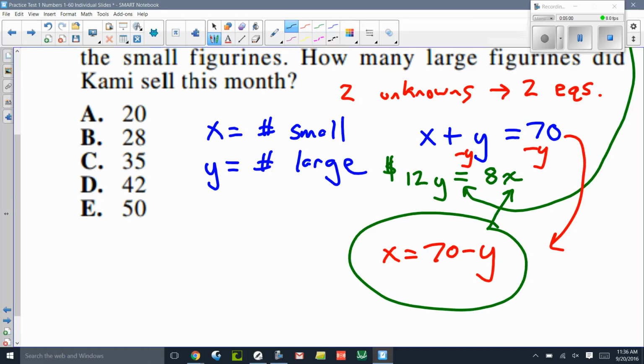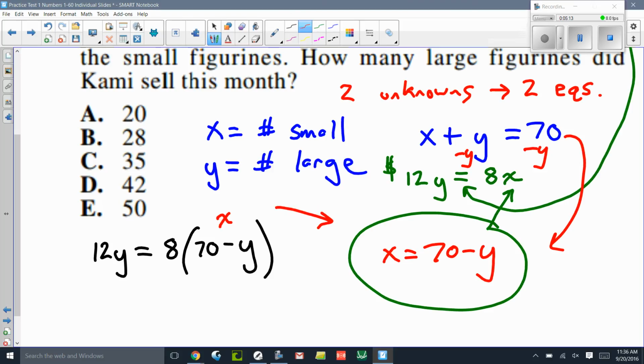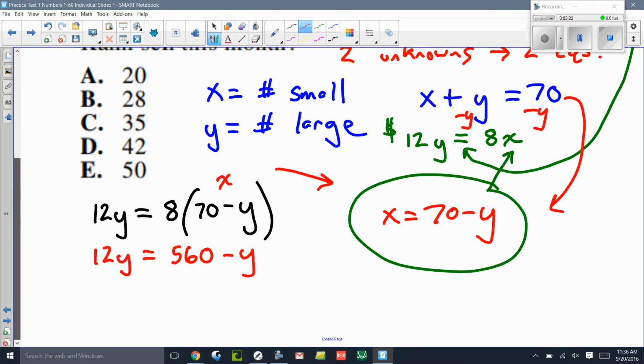So the equation we're looking at solving is 12y equals 8 times 70 minus y. And this right here is what x was equal to from our substitution right there. So we have the distributive property, 12y equals 8 times 70 is 560 minus y. We'll add y to both sides. We get 13y equals 560.